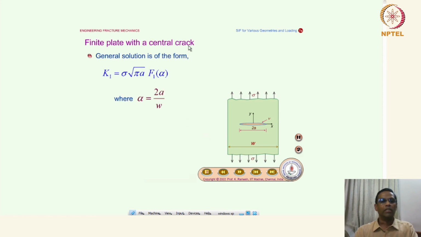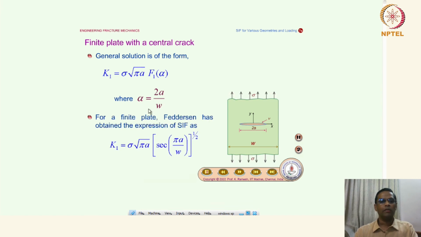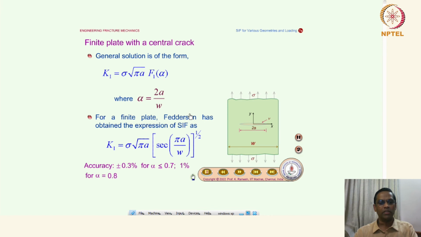Finite plate with the central crack, and then the general solution is of the form K1 is equal to sigma into square root of pi a into F1 alpha, where alpha is 2a by W. So this is a general solution, which can be written like this. And several people have given some solutions.